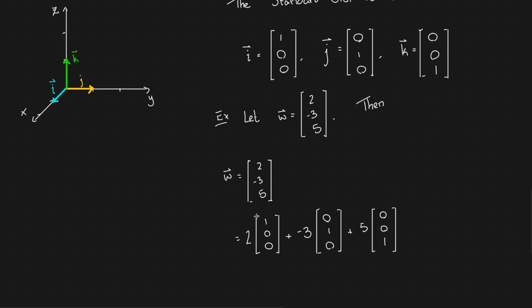Right? And of course, 1, 0, 0, 0, 1, 0, 0, 0, 1, those are the standard unit vectors. So I can express this as 2i plus negative 3j, or minus 3j, plus 5k. And so vector W is expressed as a linear combination of the standard unit vectors i, j, k in R3. They are a sum of multiples of i, j, and k. I have 2 times i, I have negative 3 times j, I have 5 times k, and then I add them together. And so that's a linear combination of the vectors i, j, and k.